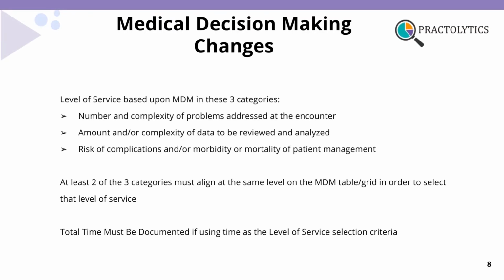So basically, we all know that the level of medical decision making depends on these three important factors: number and complexity of problems addressed at the encounter, we call them problem points; amount or complexity of data to be reviewed and analyzed, we call them data points; and the risk of complications and or morbidity or mortality of patient management, which we call the level of risk. Now, two out of these three components should be met or exceeded to determine the overall level of medical decision making.